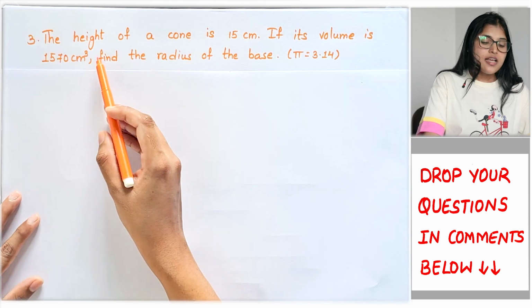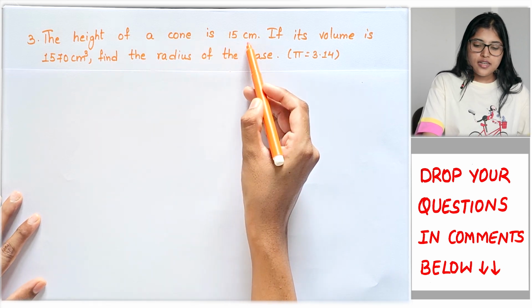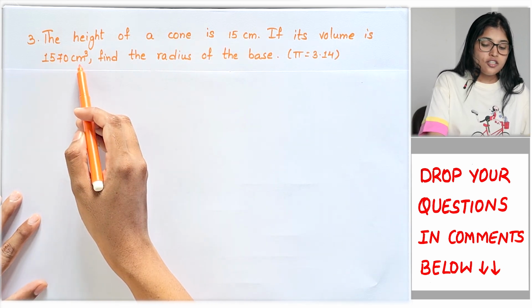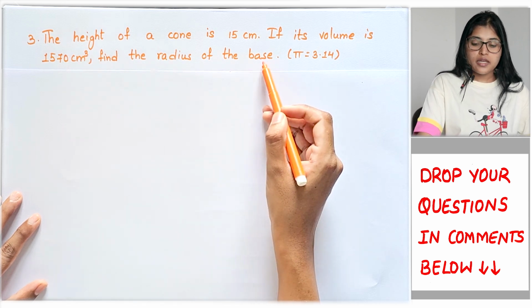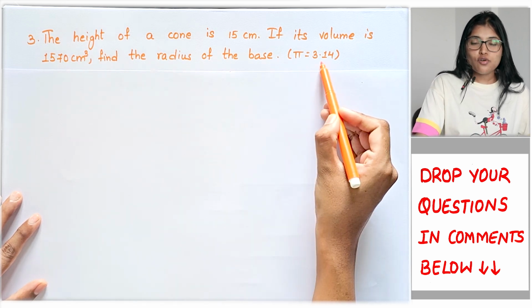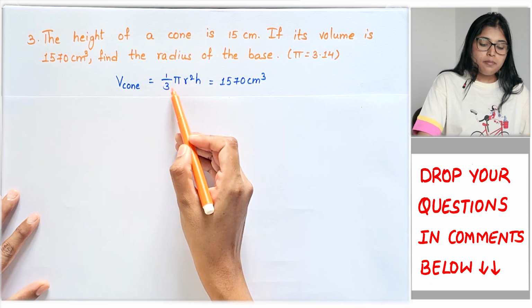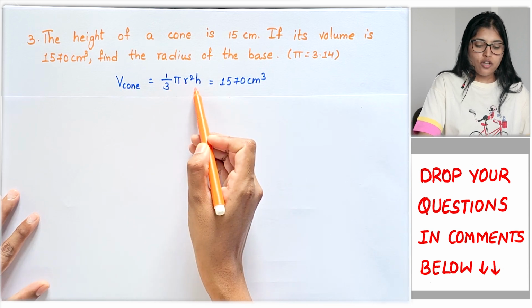Third question says the height of a cone is 15 centimeters. If its volume is 1570 centimeter cube, find the radius of the base. Here we are asked to take the value of pi as 3.14. Now I know that 1 by 3 pi r square h is the formula for volume.